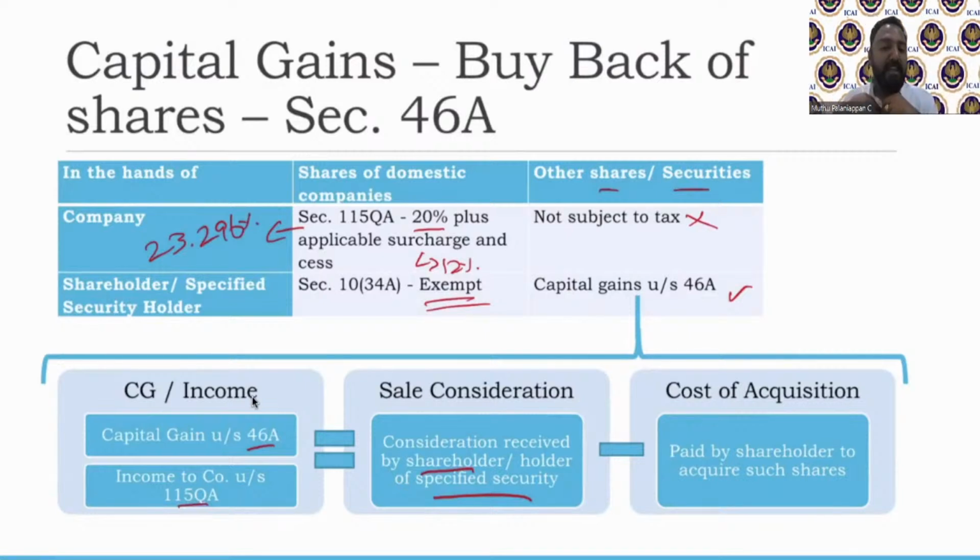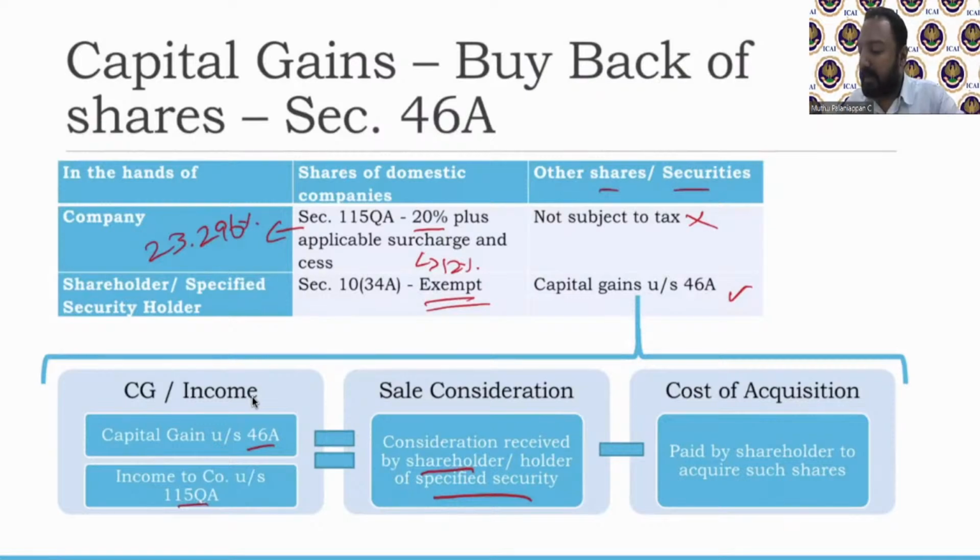If a company is buying back shares from me, the company will pay me. So whatever money I have received from the company is what will be considered as sale consideration, minus cost of acquisition, which is paid by the shareholder to buy such shares. Whatever I'm receiving from the company is my sale consideration. Whatever I would have paid at the time of purchasing the shares is my cost of acquisition. So that is about sale consideration minus cost of acquisition.